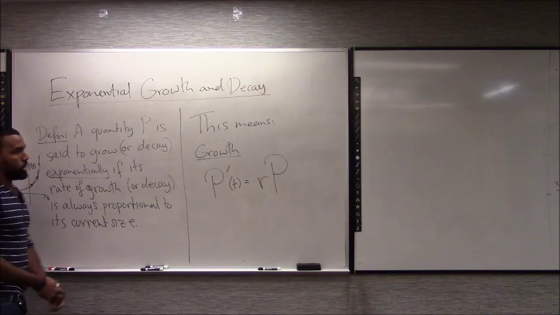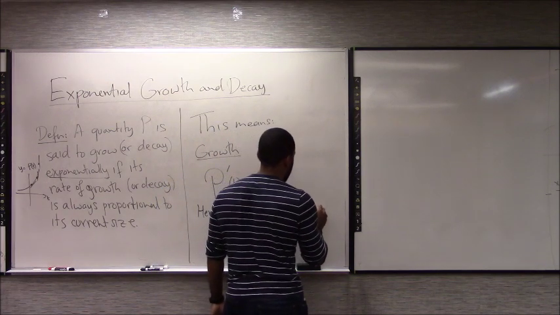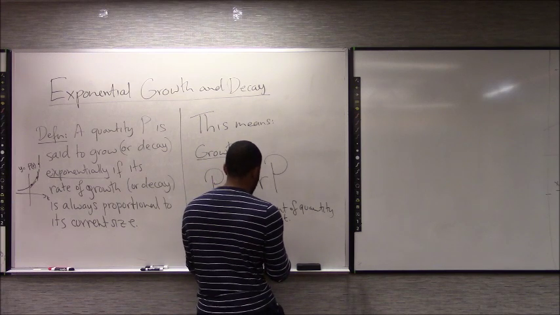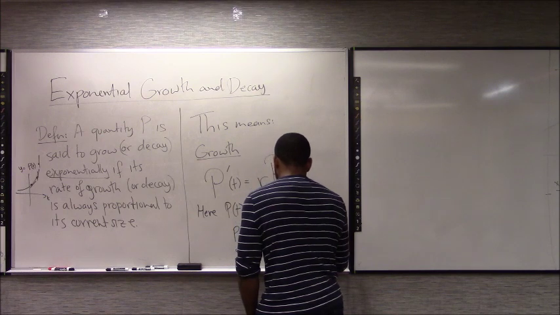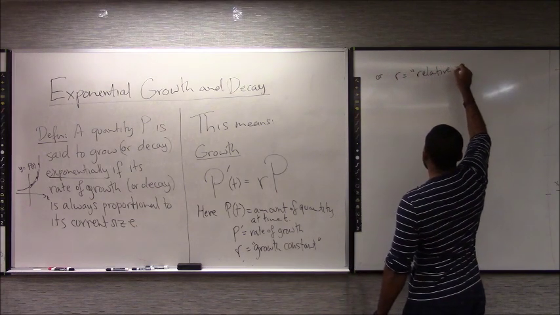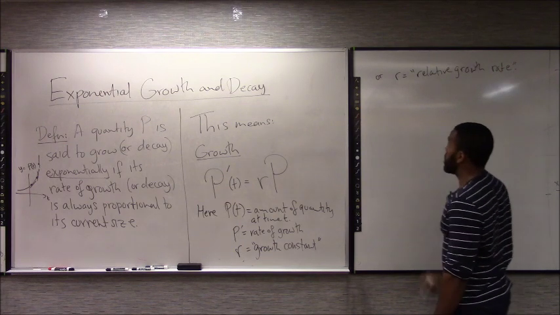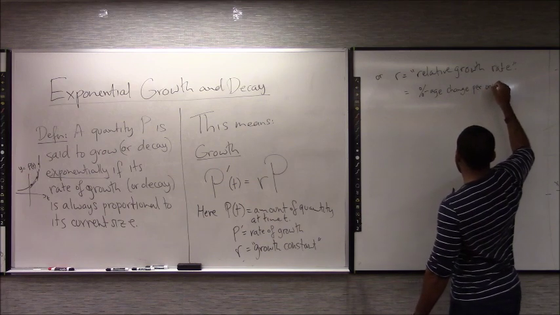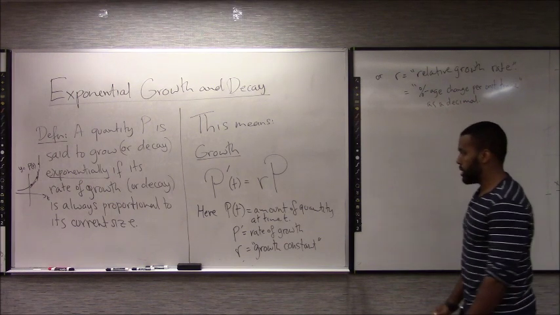This kind of equation here, P of t equals the amount of quantity at time t, P prime is the rate of growth of P. R is called the growth constant. Or sometimes R is called the relative growth rate. Don't mix this up with rate of growth, they're two different things. Relative growth rate or growth constant is R, or this can be just the percentage change per time. As a decimal, usually it's written in a decimal form, not percentage form.